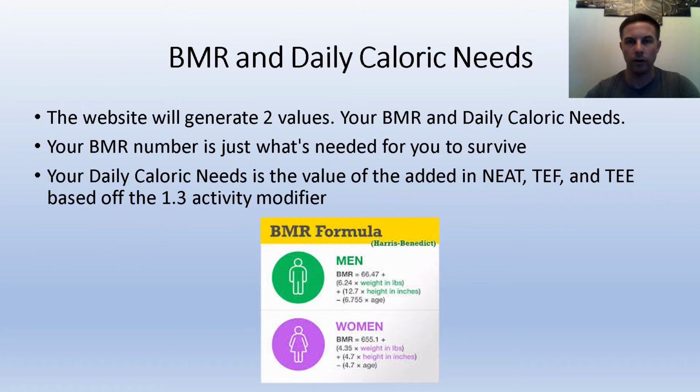Once you get done inputting those metrics and hit calculate, it'll spit out two numbers, your BMR and your daily caloric needs, right? So your BMR is just what you need to survive, your normal biological and physiological functions, just so your body can live. And your daily caloric needs is the value that's added for, as an example, your activity modifier, which is added into the NEAT, TEF, and the TDEE.